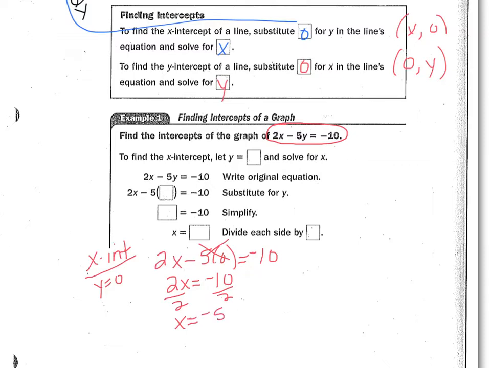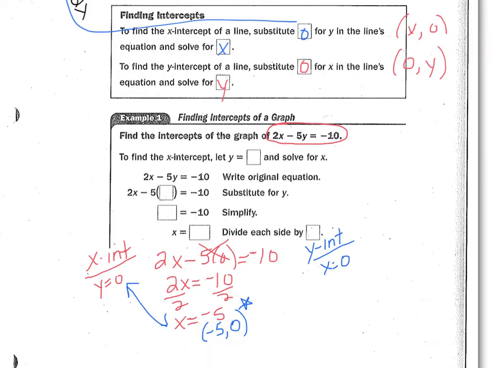Okay, and I always remind myself, when I do this, I plugged in 0 for y. This is going to make an ordered pair. So my x is -5, the point where it's 0 for y. This creates 1 point on our line. Now we have to find the y-intercept. Remember, it's where it crosses the y-axis. We know that x is 0.